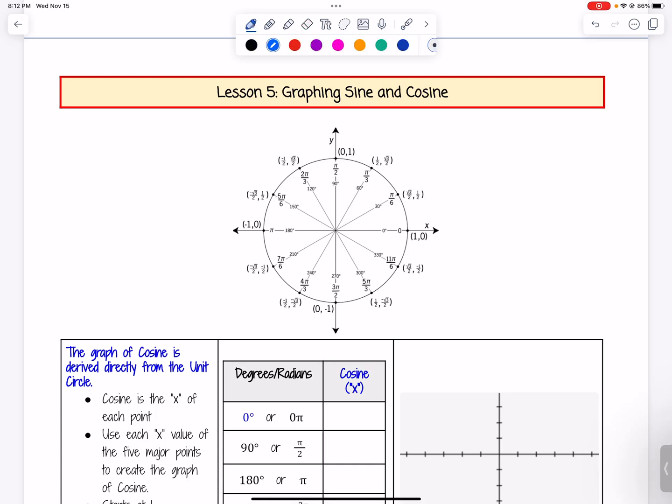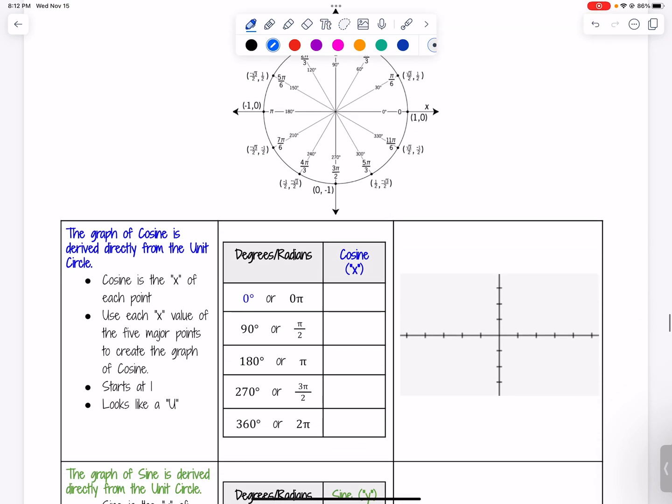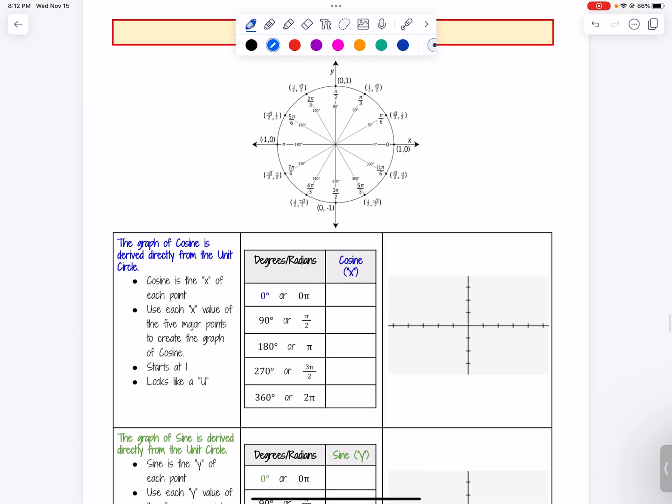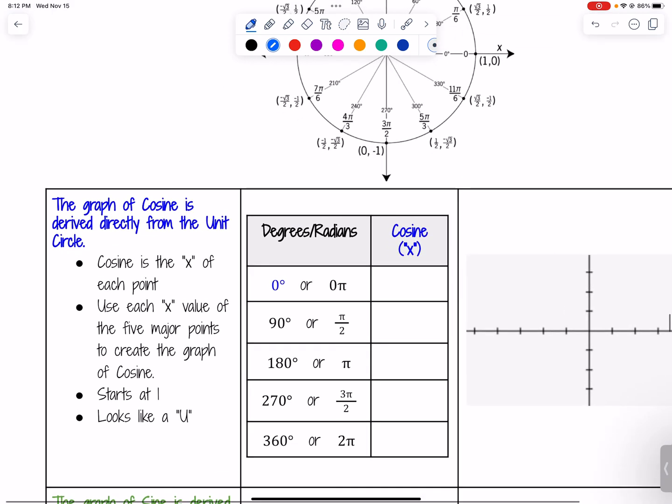In this video, let's take a look at graphing sine and cosine. Cosine and sine are both derived directly from the unit circle. To graph the parent function, we're just going to take the cosine, which is the x value of each point, and it always starts with 1, and it looks like a U.